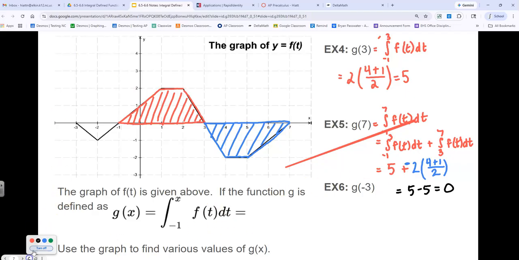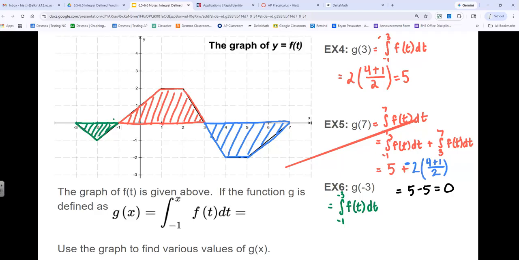All right, let's do this last one. We got g of -3. Now, be careful with this one. g of -3 is going to be the integral from -1 to -3 of f of t dt. And it feels like that's the area under the curve right here.